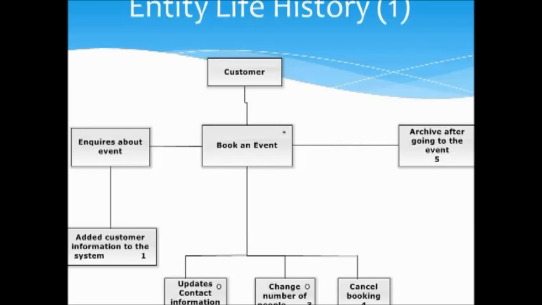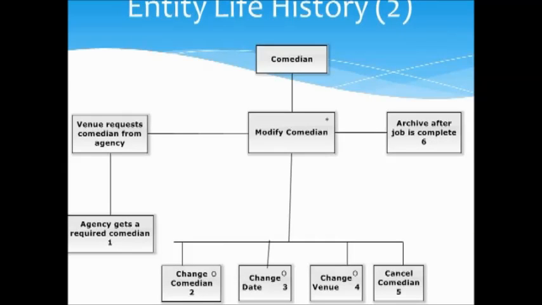The modifier can be done over and over again many times. And finally, the end of the life of the customer is after they finish the event, it will then be going to archives. The second entity I've looked at is comedian. Comedian is similar to a customer, but it just changed slightly.